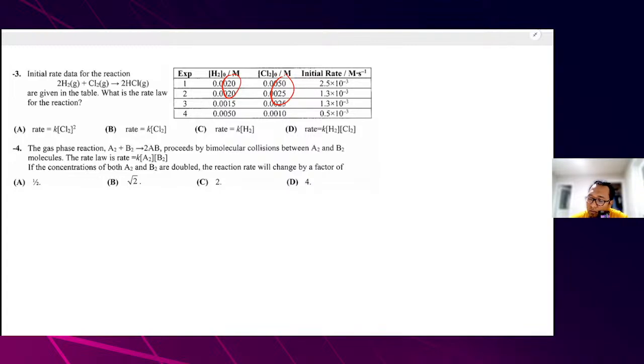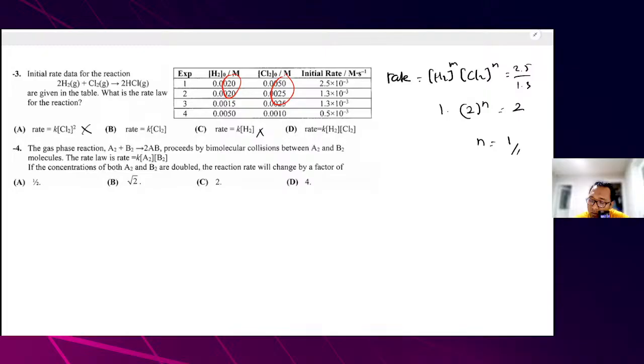Okay, now let's use a rate. H2 and then Cl2. This is M, this is N. And then 2.5 divided by 1.3 is around 2, right? And then you know the H2 is same, so it should be 1. And then Cl2 is around 2 as well. And then N should be just 1. So Cl2 is 1. So we can eliminate this one. We can eliminate this one.